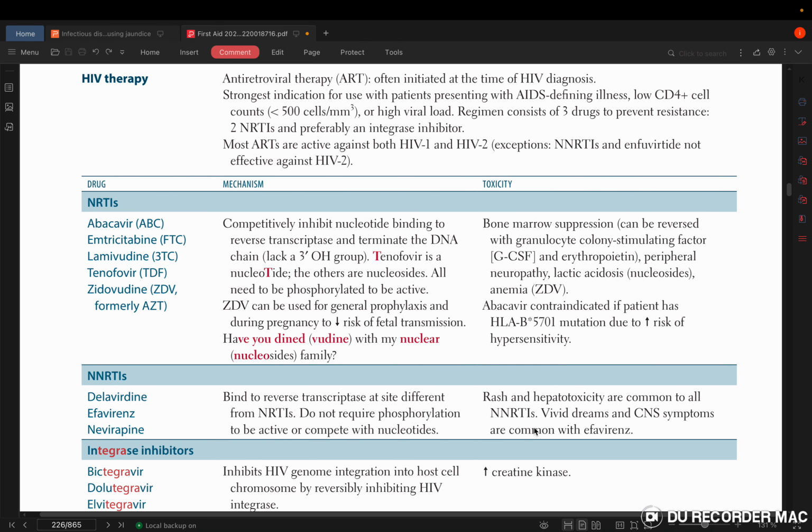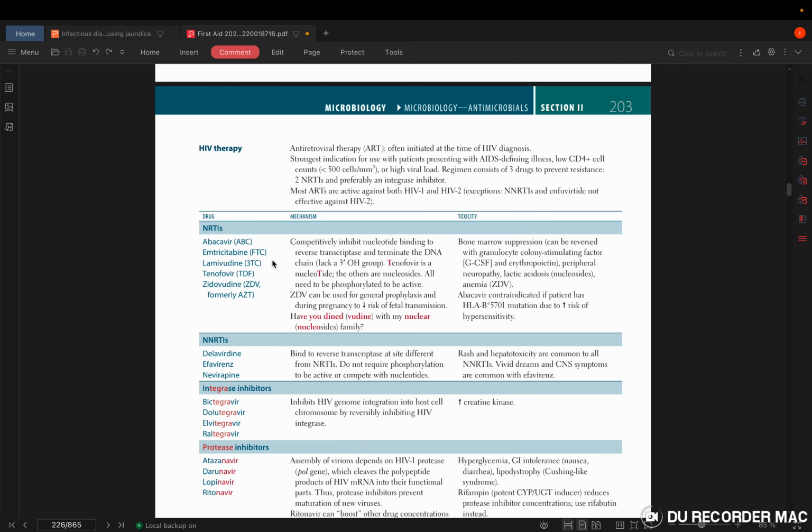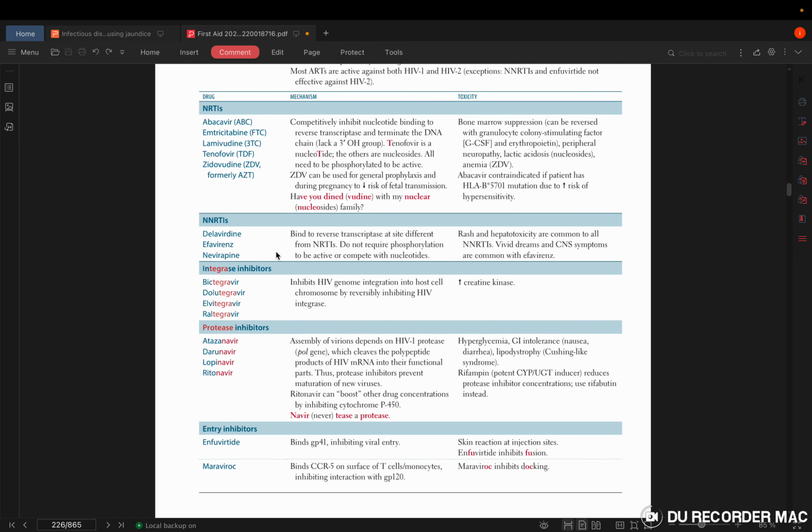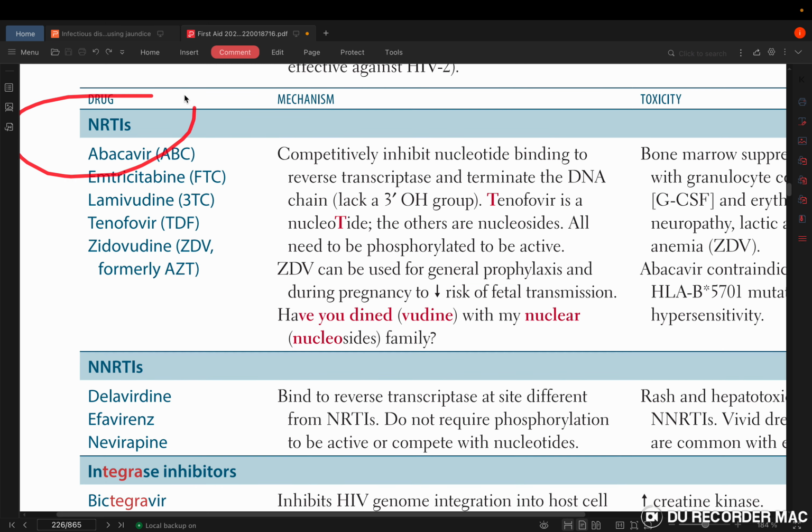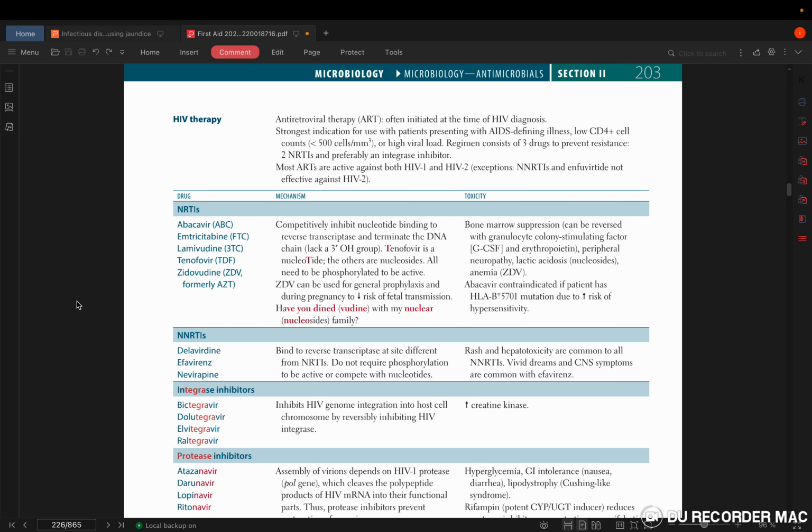So, the next point is the names of the drugs. We have a huge list, and I feel really bad that you guys must memorize it. Be careful. So, the NRTIs, NNRTIs, integrase inhibitors, or protease inhibitors.